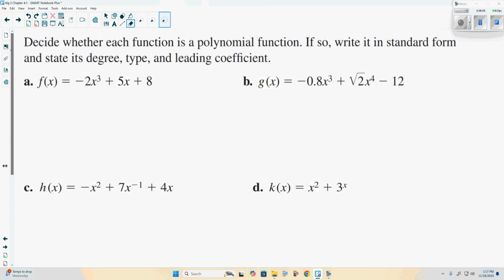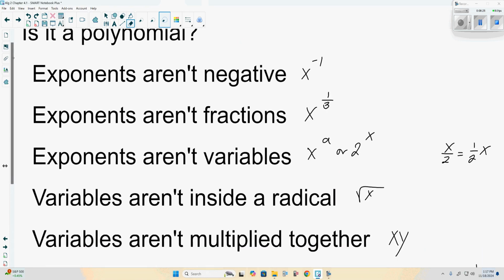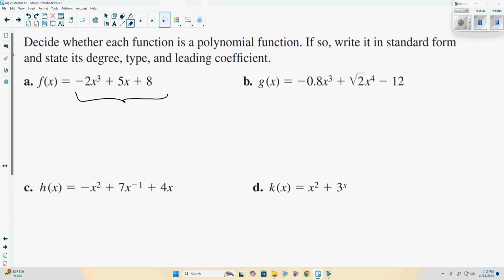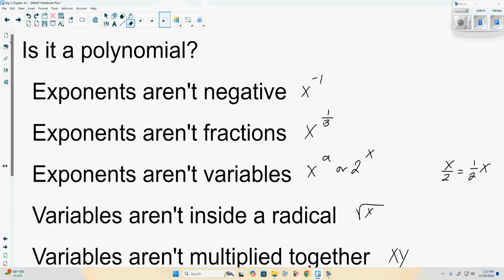So why is it not? It's not because it has a 2x. It has a variable and a variable. So does it have a variable as an exponent? So when we look at this here, okay, so let's go through the list. Are there any negative exponents? No, okay, so that's fine.